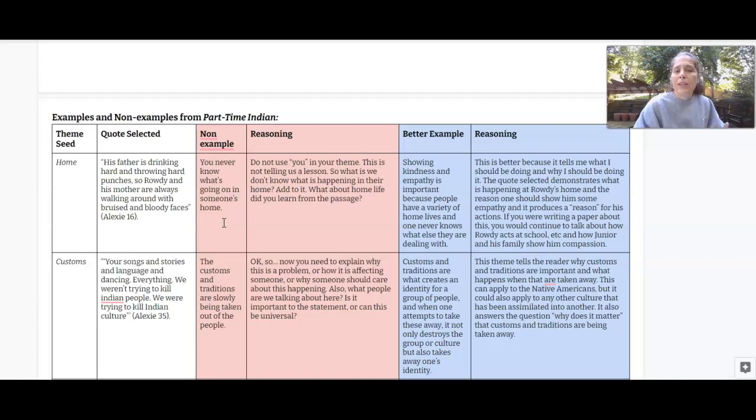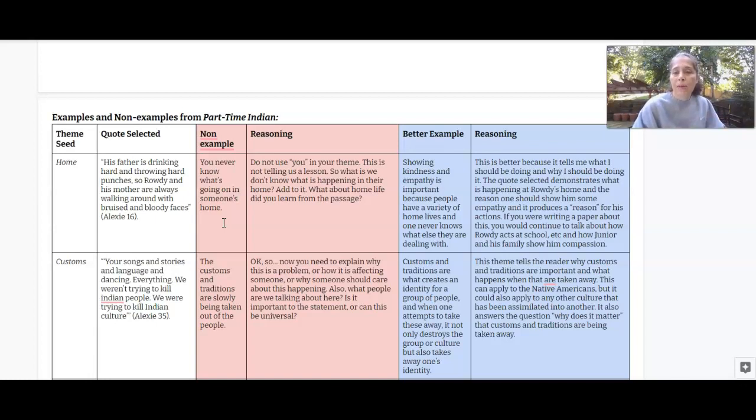So what is it that we don't know that's happening in this? Like, so what that we don't know what's happening in their home? Add to it. What about their home life did you learn from this passage, right? Talk about that. So how about: showing kindness and empathy is important because people have a variety of home lives and one never knows what else they are dealing with. Well, this is better because it tells me what I should be doing and why I should be doing it.